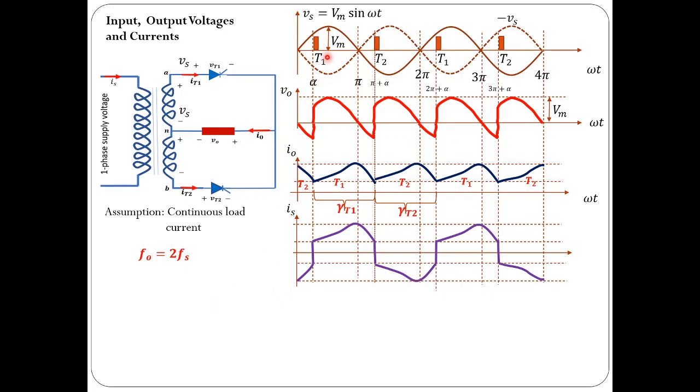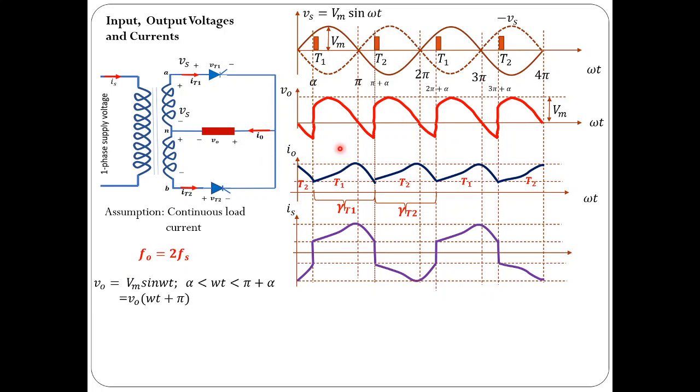Now if the source frequency is Fs, then look at the load frequency, either load voltage or load current. By the time the source completes one cycle, load voltage and load current are both completing 2 cycles. You can see the load voltage is repeating for every pi radians. So the frequency of load voltage is double the frequency of the supply. So it is also known as a 2 pulse converter, because within one cycle we have 2 pulses of the voltage. So the single phase full converter is also known as a 2 pulse converter.